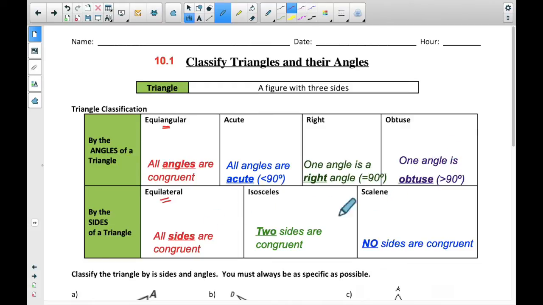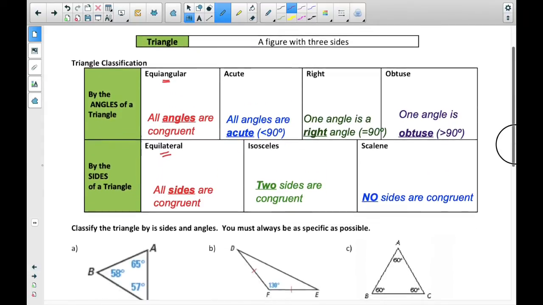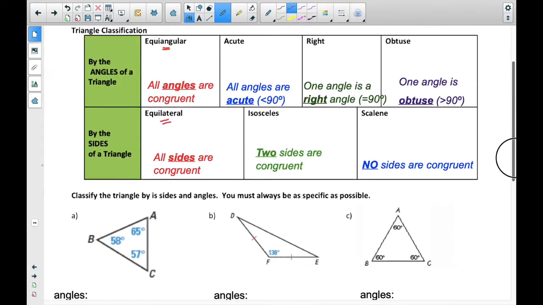Okay, then we talk about sides. I mentioned equilateral. There's also isosceles, which means that two sides are congruent, and then scalene, which means that no sides are congruent. So when we talk about congruence, we look at a couple things. We look at the numbers, obviously, and then we also look at the markings. And remember that these little hash marks mean that those are congruent. So we just keep that in mind.